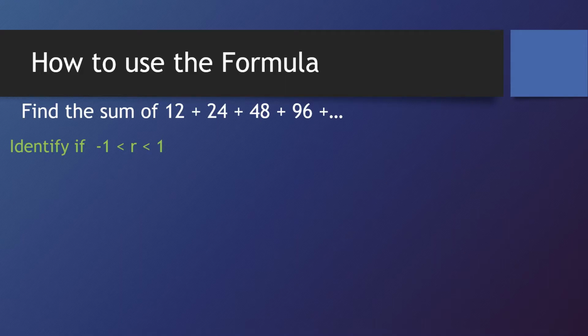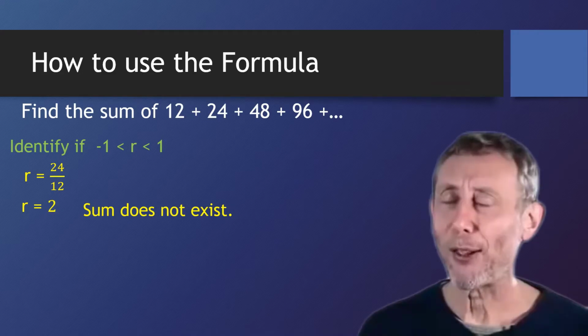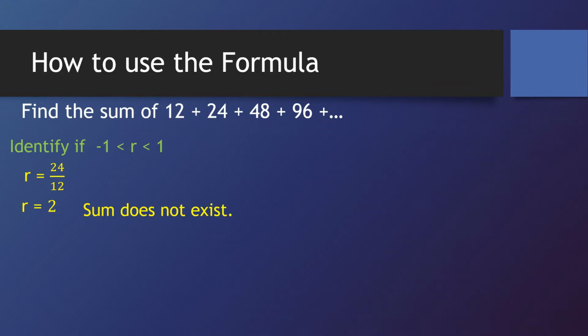To do that, we simply get the common ratio, and for this one, we will have 24 divided by 12, dividing any consecutive term by the previous term. Simplifying 24 over 12, you will have r is equal to 2. Since 2 is not between -1 and +1, the sum of this does not exist. So you don't have to solve for this one because the sum has no limit. Nice. Okay, so let's proceed.